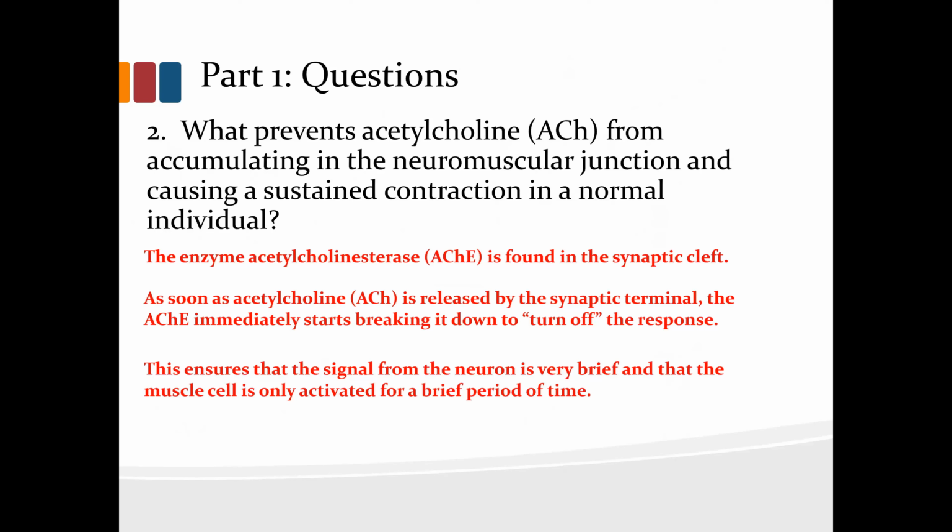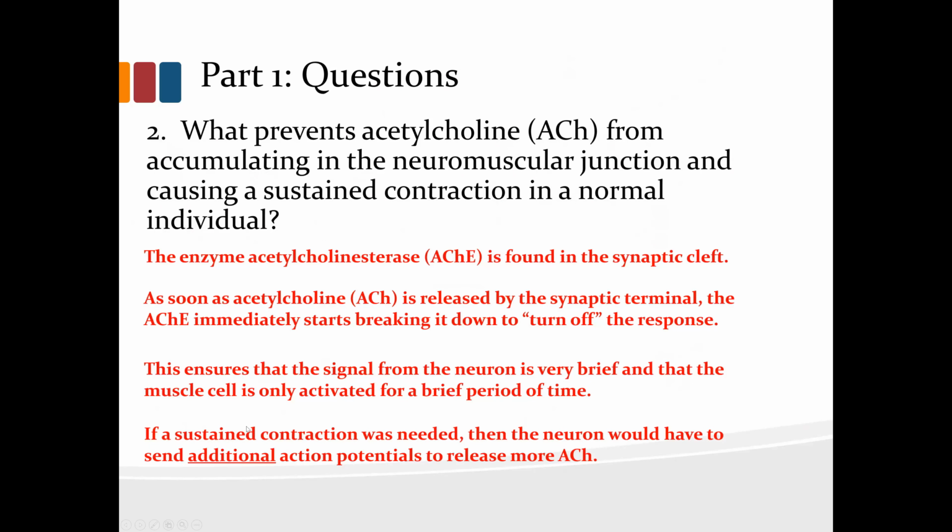We're talking about milliseconds. If you did need a sustained contraction, like for example, you're going to hold something up with your arm and you need your muscle to stay contracted, then the neuron would have to send additional action potentials to release more acetylcholine, because that acetylcholine that was released initially is going to quickly get broken down by acetylcholinesterase. So if I want longer than a very short contraction, I have to keep sending action potentials. And that is back when we talked about the different types or frequencies of stimulation. So we talked about wave summation and tetanus. That gets us back to additional action potentials being sent down the neuron.